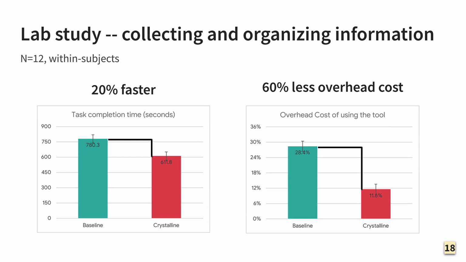For evaluation, we conducted a lab study to understand how well the combination of natural language understanding heuristics and browsing behavior signals perform in terms of automatically helping developers collect and organize information from a given set of web pages into a comparison table. We found that participants were able to finish tasks significantly faster using Crystalline, and in the meantime, using Crystalline incurs much less overhead cost, which means that participants were much better able to focus on reading and comprehending the actual content rather than spending the extra time collecting and organizing information manually.